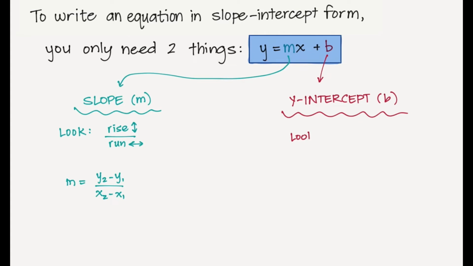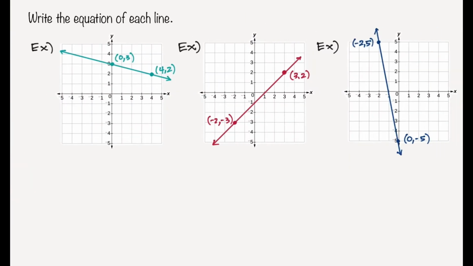To find the y-intercept, you can also just look at the picture. Where do you see the line crossing the y-axis? It's that simple, okay? But you may not always have a diagram, and so if you don't, you can look at the points that you're given, and the point that has a 0 for the x value and the number for the y value is the y-intercept.